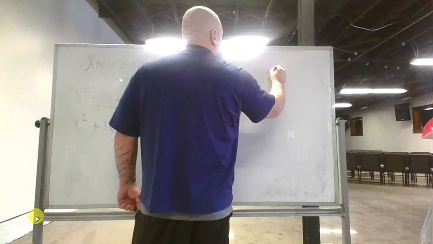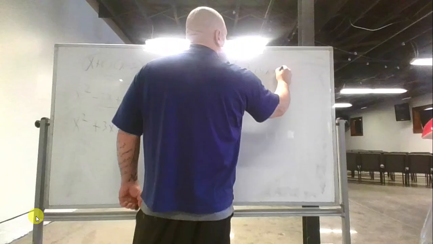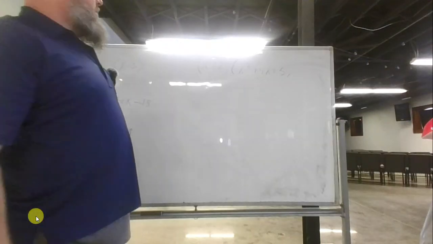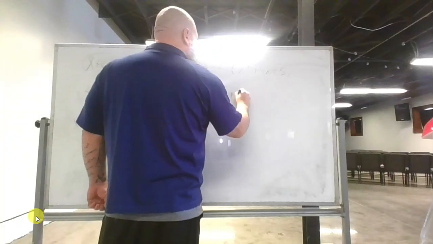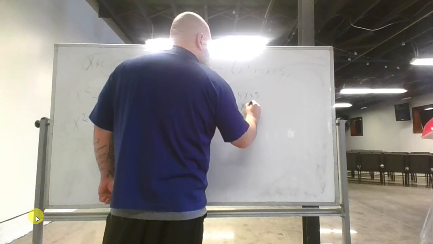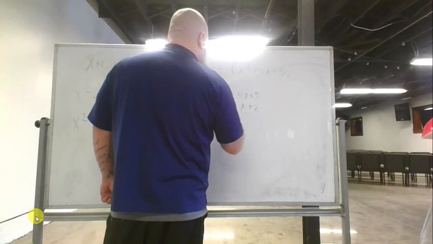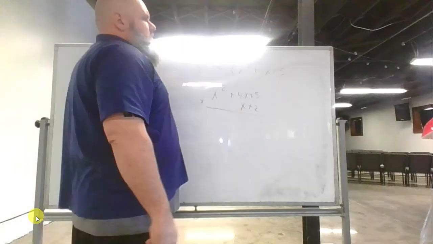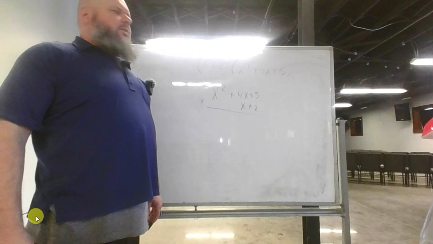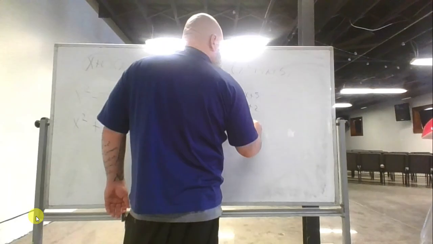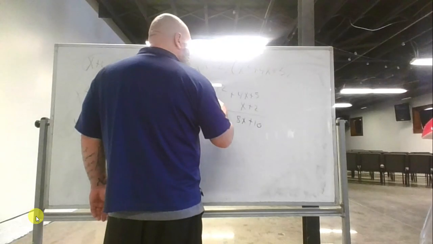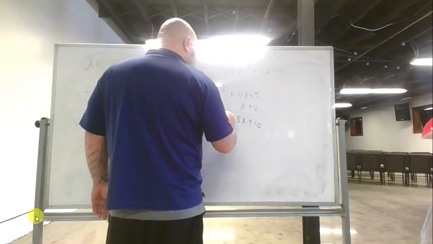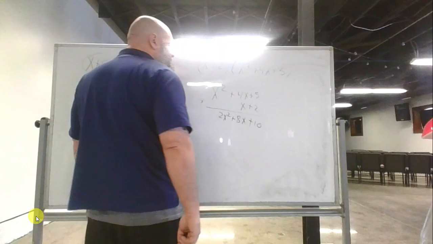2 times 5 is a positive 10. 2 times 4x is 8x. And 2 times x squared is 2x squared. Now let's look at the x. X times 5 is 5x. I'm going to write it in the column with the x. X times 4x is 4x squared. Then x times x squared is x cubed. Remember, multiplying with exponents, you add them. Now let's add: x cubed plus 6x squared plus 13x plus 10, and you're done.